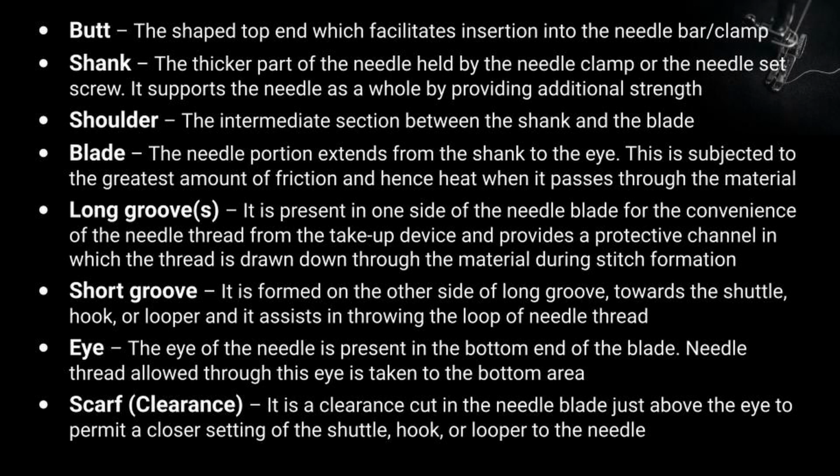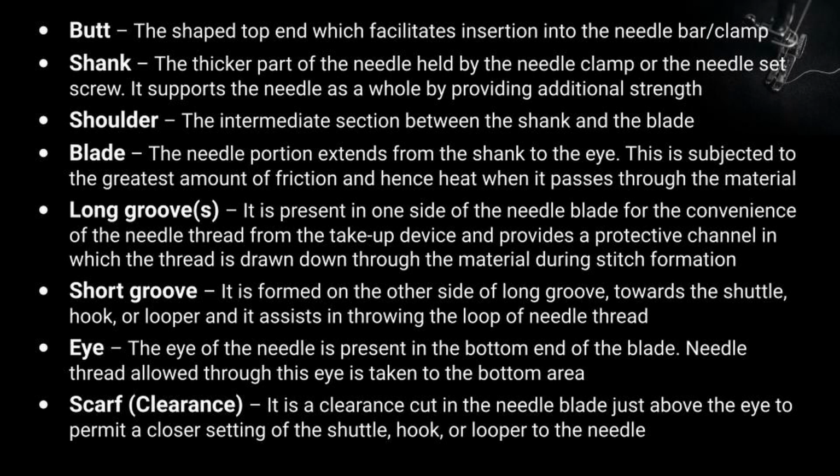The next part is the shank, the thicker part of the needle held by the needle clamp or needle set screw. It supports the needle as a whole by providing additional strength. Shoulder part, the intermediate section between the shank and the blade. Blade, the needle portion that extends from the shank to the eye. This is subject to the greatest amount of friction and hence heat when it passes through the material.